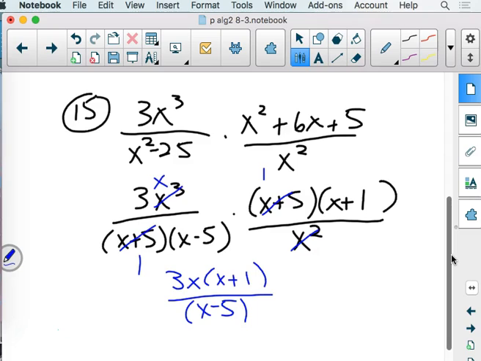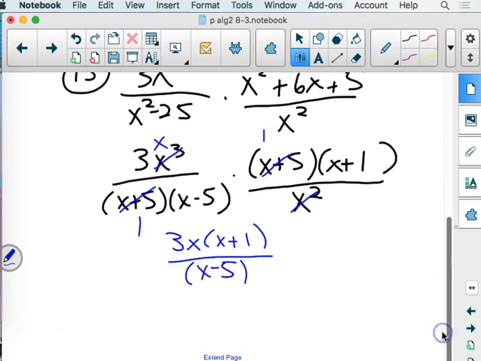Now, the reason you don't scribble is because you need to see those restrictions on the domain. Anything in that denominator that would make it 0 has to be left out. So domain restrictions: negative 5, positive 5, and 0, because of the x squared on the other side.